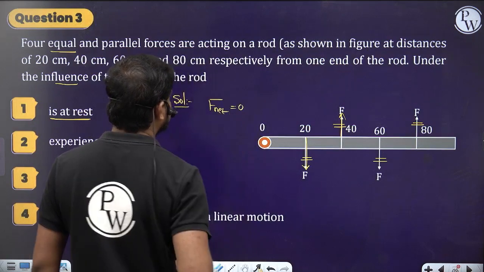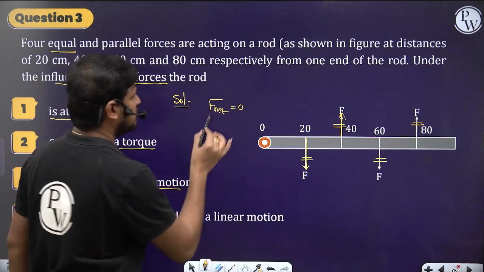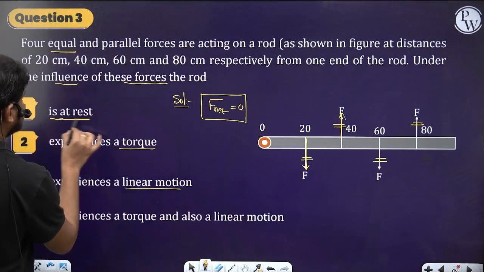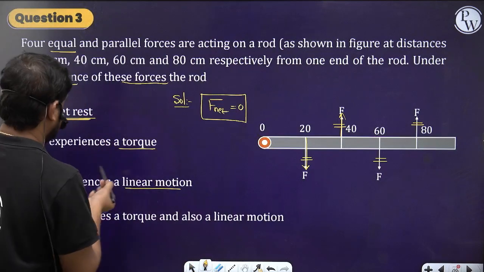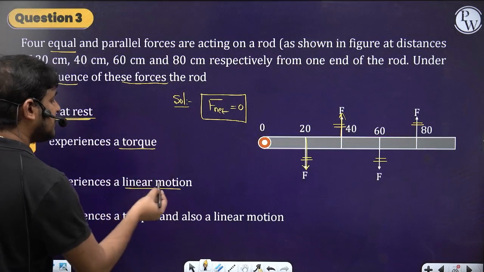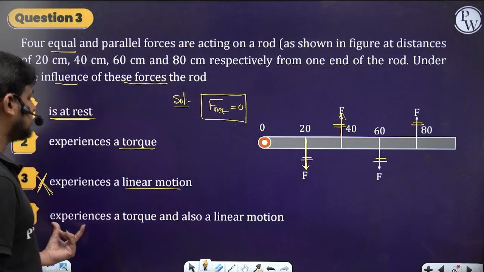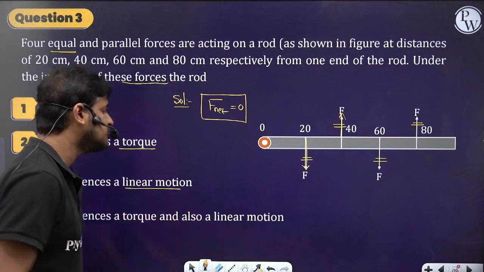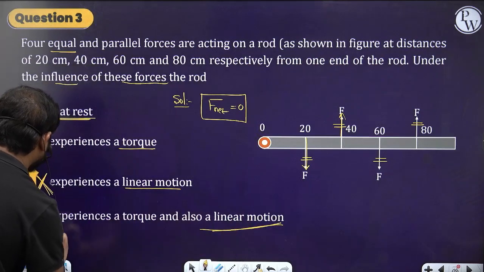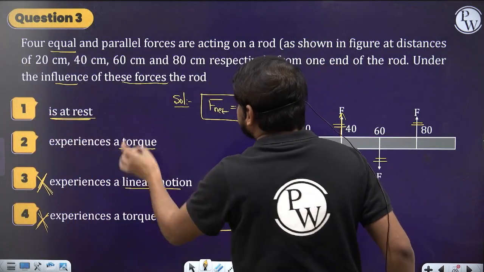So that means the body will have no linear motion. The linear motion of the body will be 0, so that means it is at rest. It can be that it experiences a torque, so we did not decide that yet. It experiences a linear motion, this option you can rule out. It experiences a torque and also a linear motion, but linear motion is not there, so you can rule out this option also. Now we have only two options: whether it is at rest or experiences a torque.